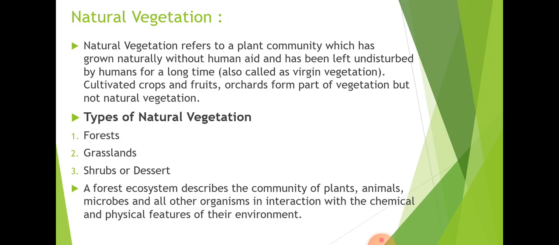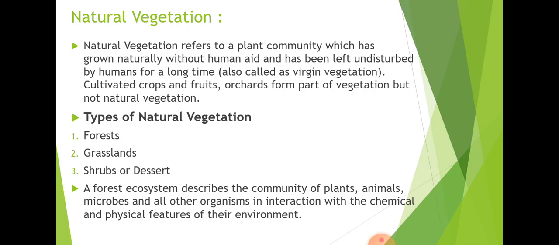So for natural vegetation, we have to take an example, that is the forest. There are many forests in the world which are considered as natural vegetation because there is no human interference in those forests. Now, let us see the types of natural vegetation.